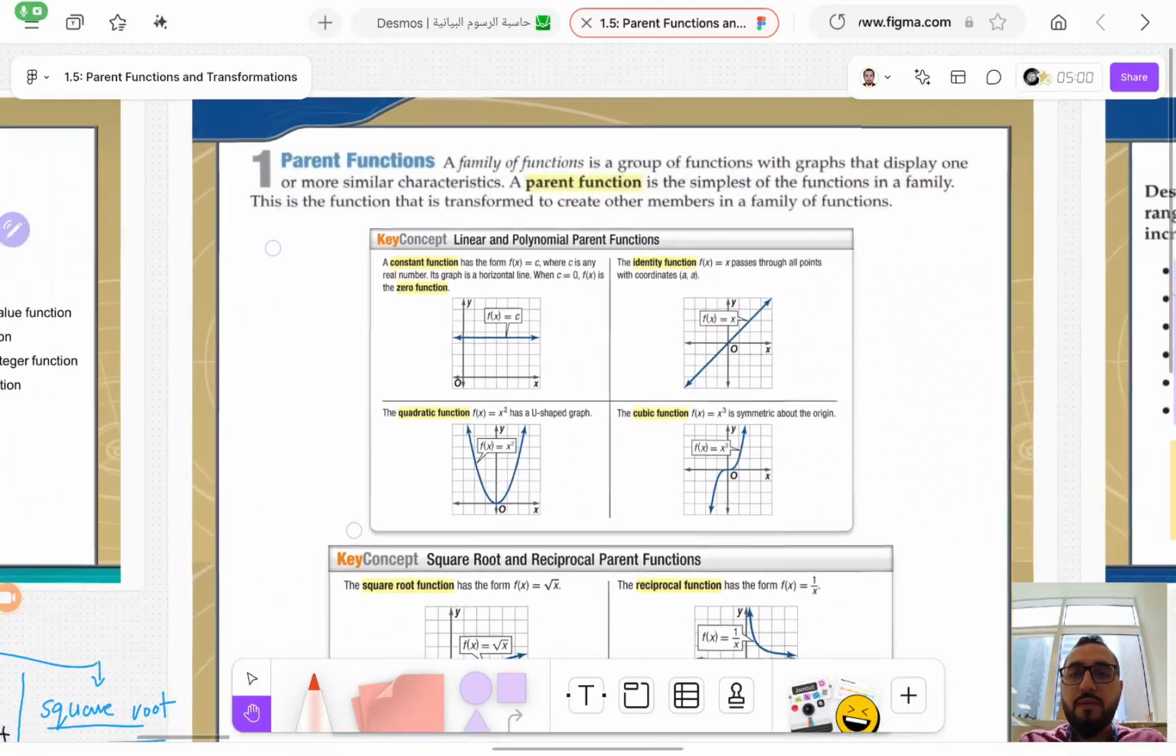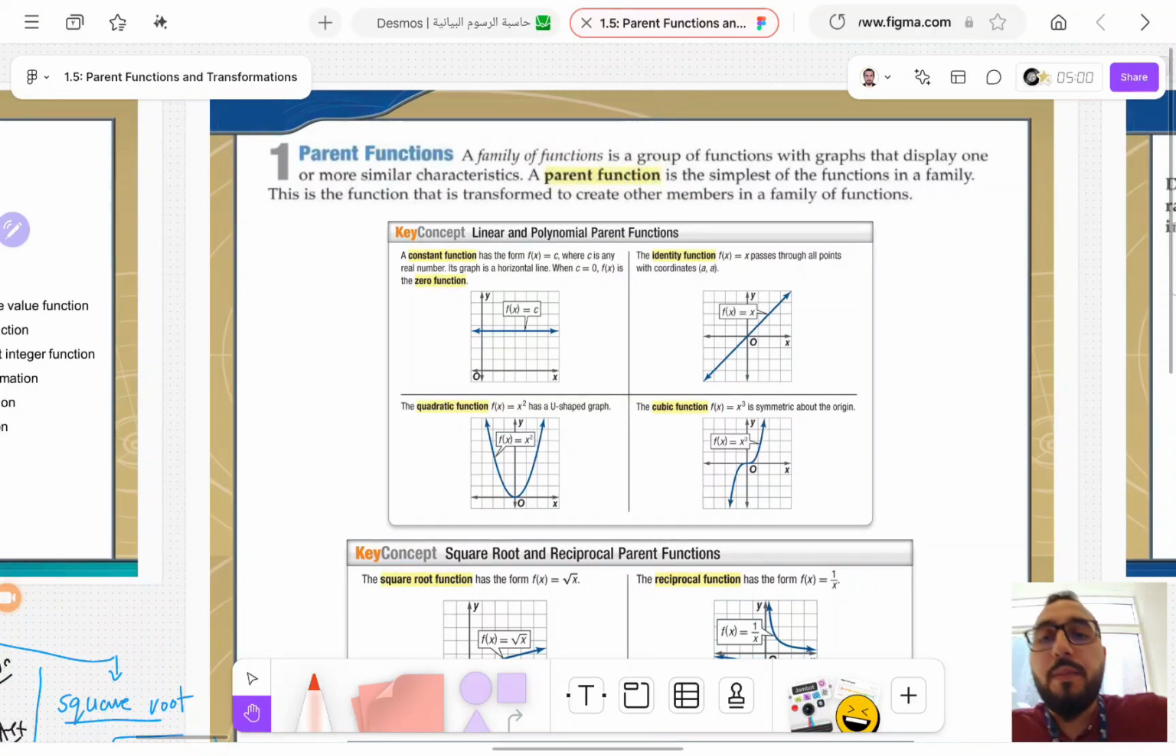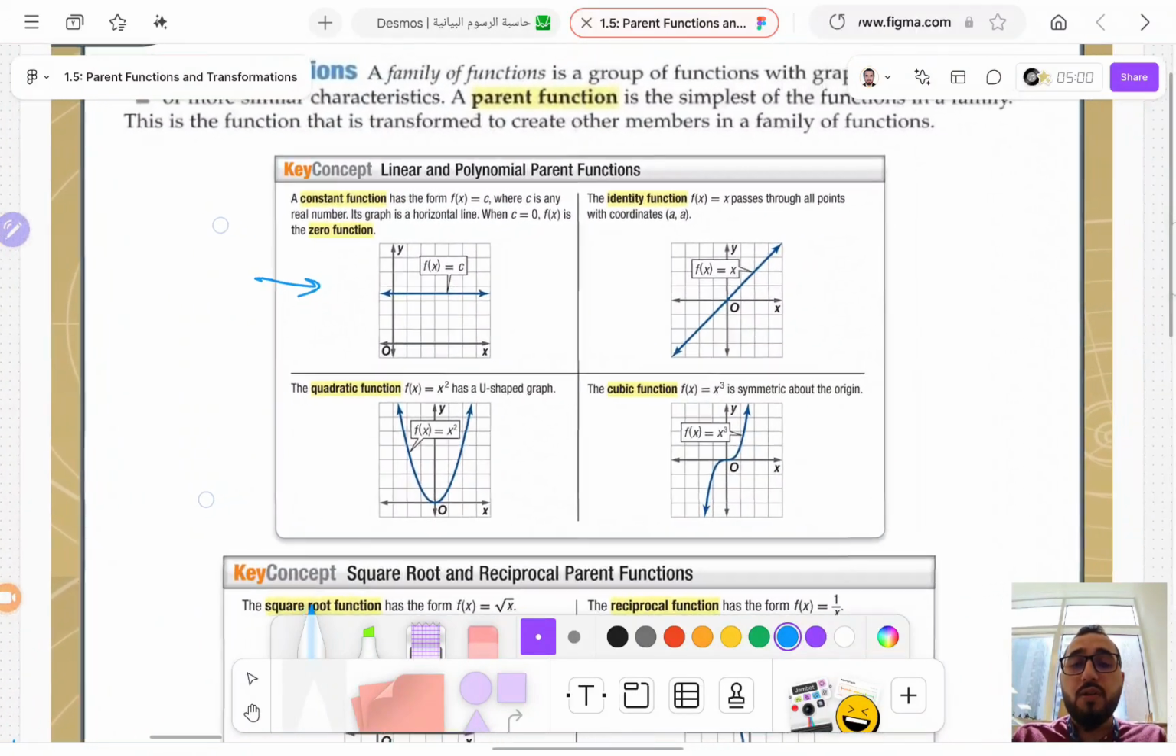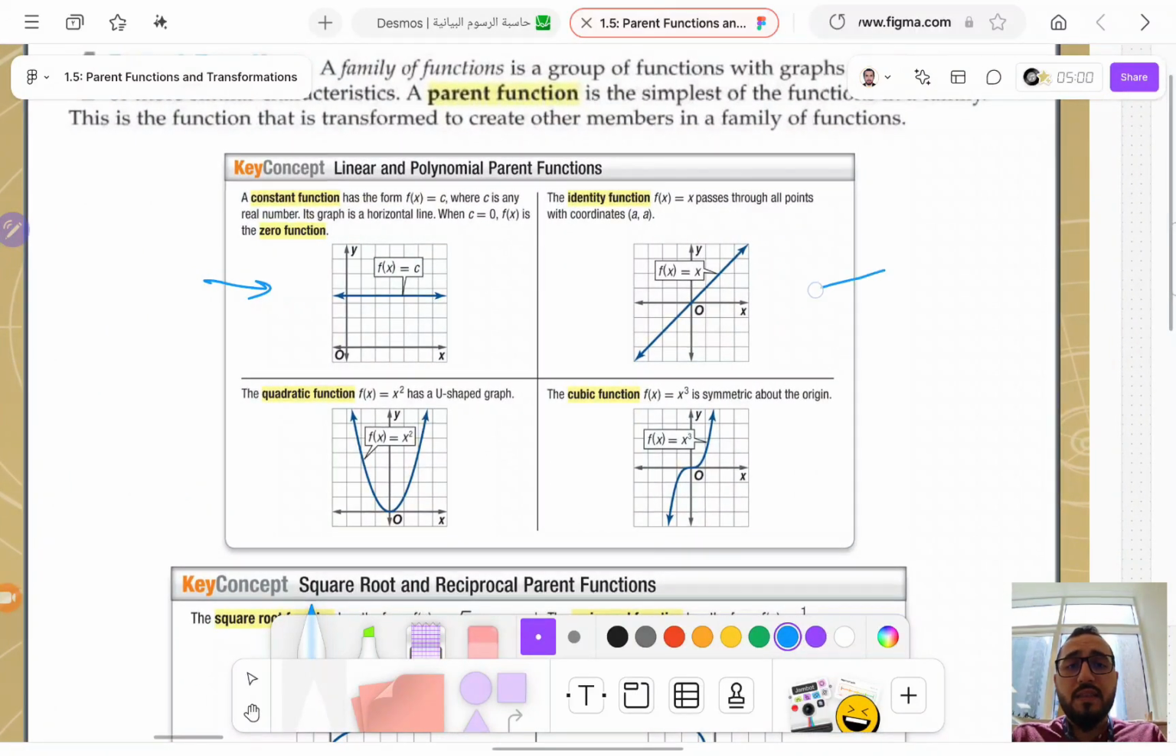Now, let's start with our lesson here, which is the parent function. As you can see, we just summarized all of these functions in the part one video. So this is the constant function, or zero function, and this is the identity. We also call it a linear function.